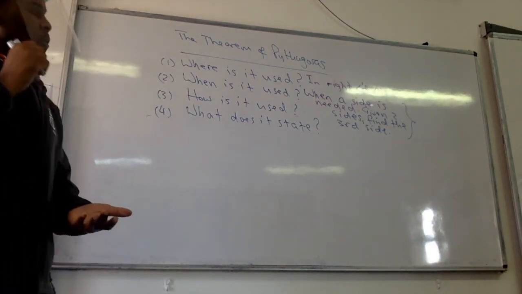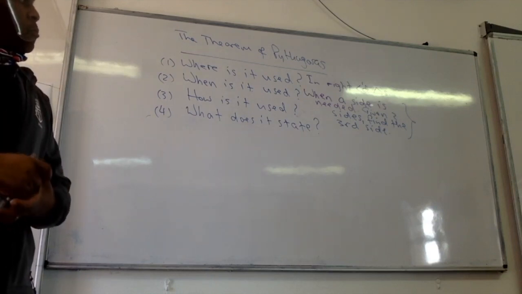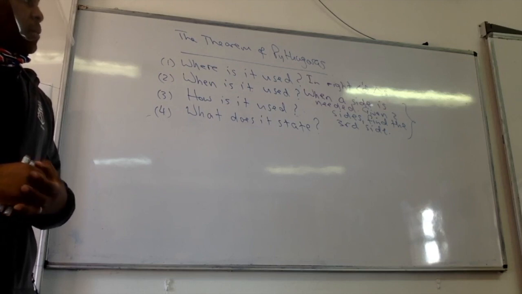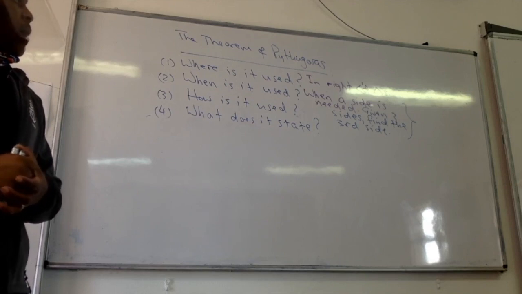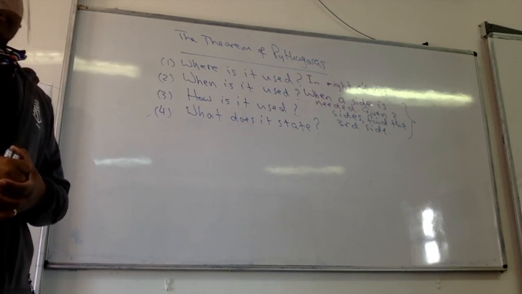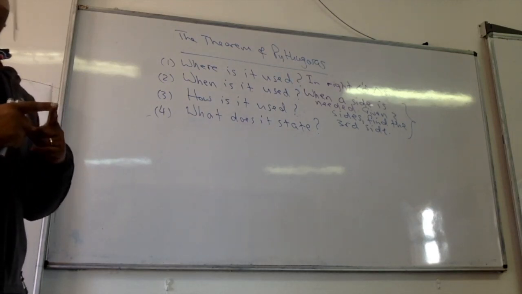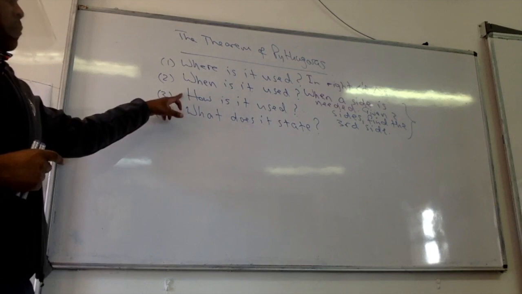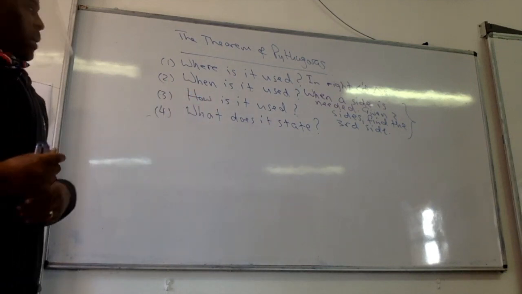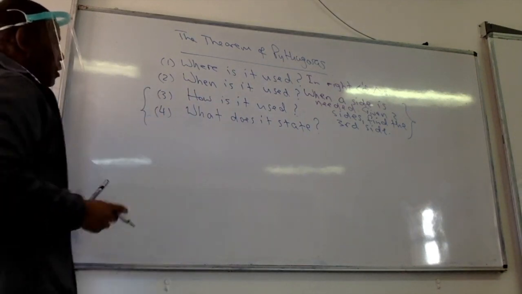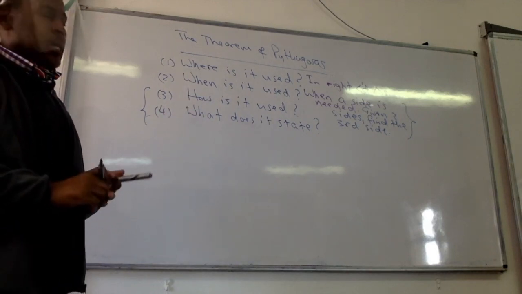So to answer number 2, we use the theorem to work out a third side given two other sides. Right, how is it used? I think how is it used will go together with what it states. And to me, that sounds like we are looking for an example. Like, how do we use the theorem of Pythagoras? Maybe can we go to the theorem straight away? And then we can answer these questions using an example.